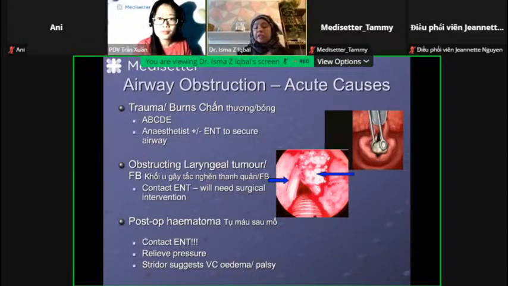If it's a large tumor and it's completely obstructing the airway, you may need to do an awake tracheostomy first.